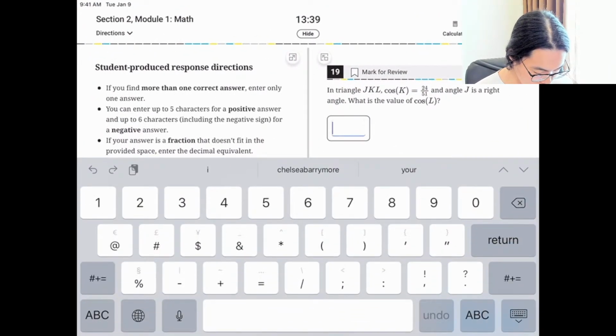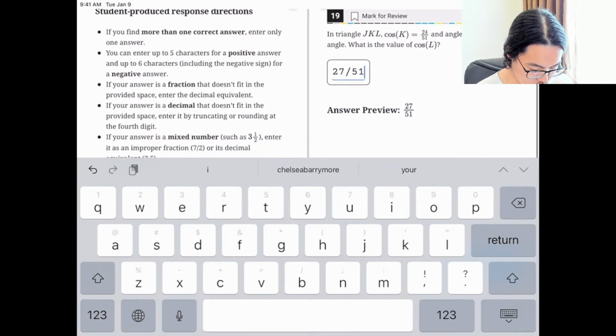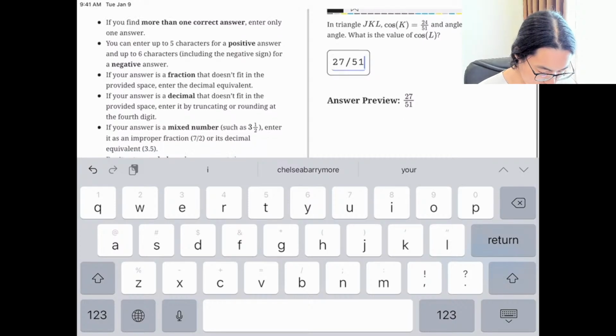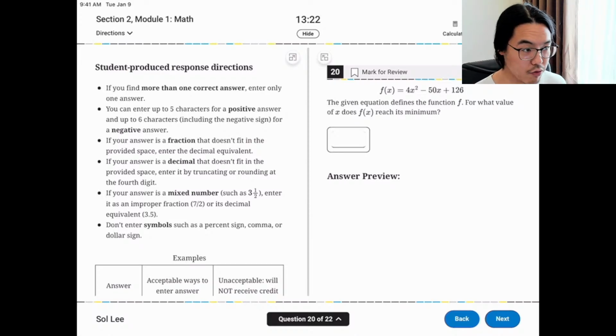27 over 51. Right? Because 27 plus 24 is equal to 51. Oh, it's actually kind of easy. Okay. Just struggling to remember my math right now, but yes.